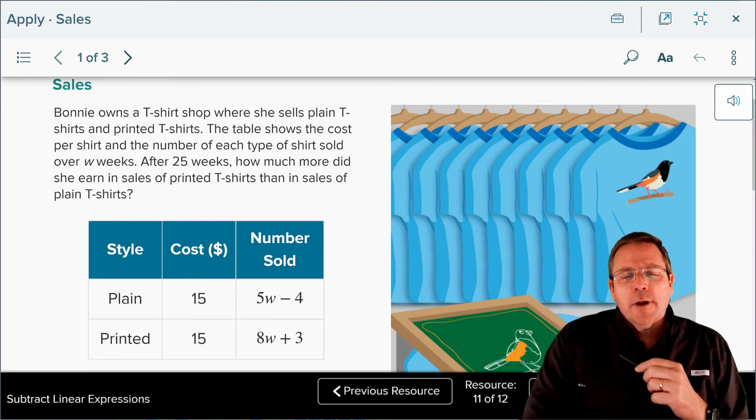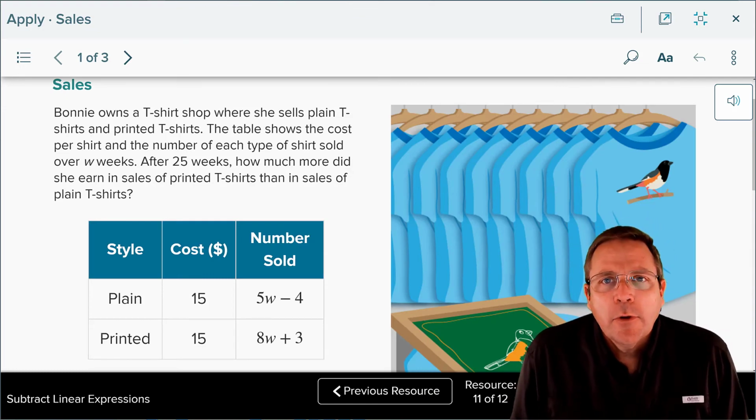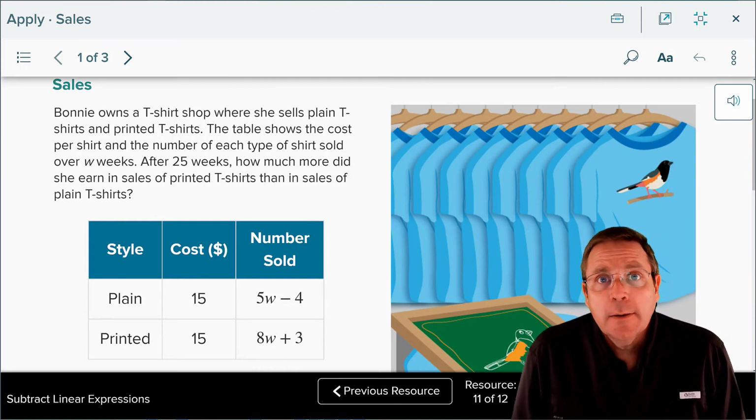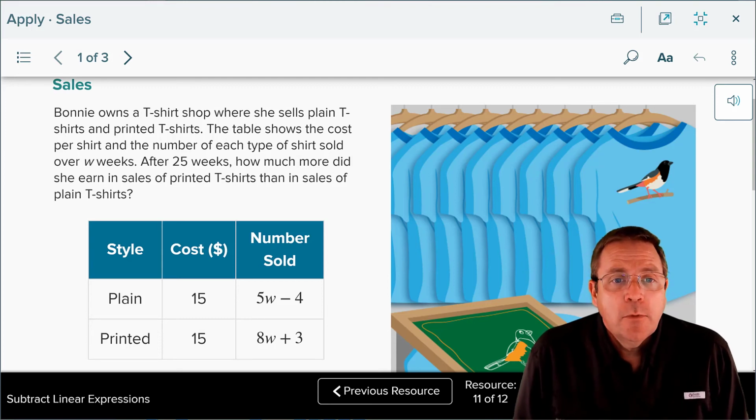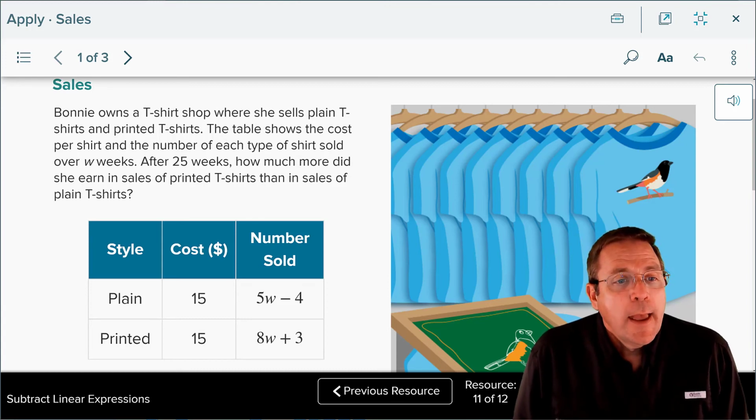Yay! Alright, we have blown through this lesson pretty quick, so let's knock out the apply problem and be done with it. Bonnie owns a t-shirt shop where she sells plain t-shirts and printed t-shirts. The table shows the cost per shirt and the number of each type of shirt shown over the course of W weeks.